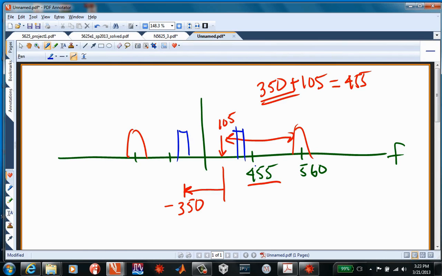So that 350 is where you want to put which signal? The 350 is where the image would be. This is the image. If you did low side tuning, in that case, that's where the image would be. And the red's our signal.